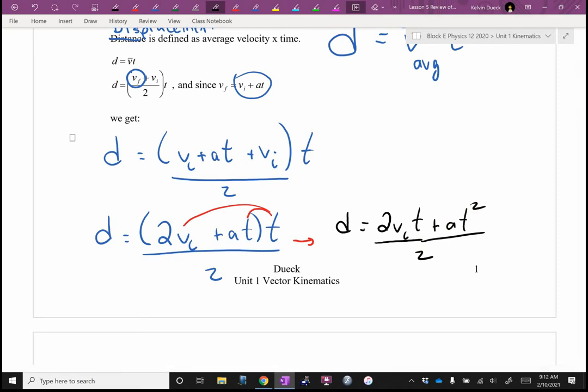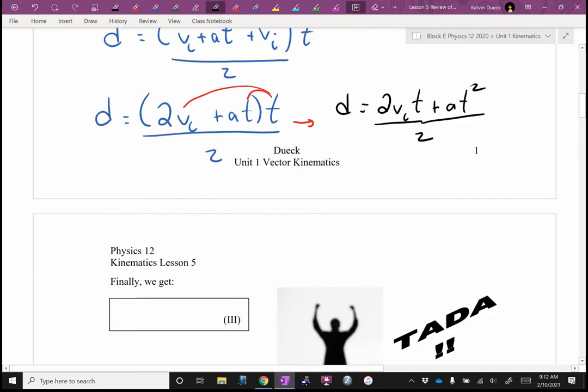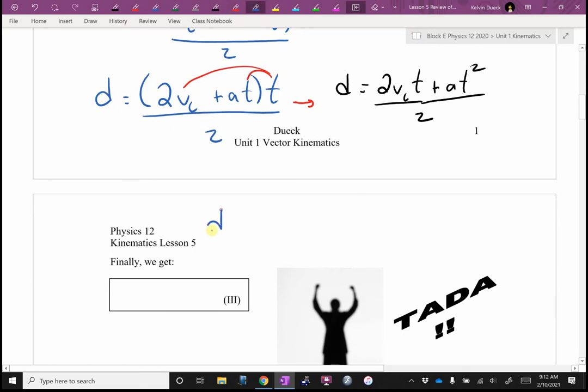Then what I'm going to do is break this fraction up. Because everything is being divided by 2, I can write it this way. D equals 2 VIT over 2 plus AT squared over 2. I haven't broken any rules. If everything is being divided by 2, I can say everything is still being divided by 2. But why did I do that? Is there a 2 on the top here? Is there a 2 on the bottom here? Hey, they cancel. And I end up with our old friend, D equals VIT plus a half AT squared.